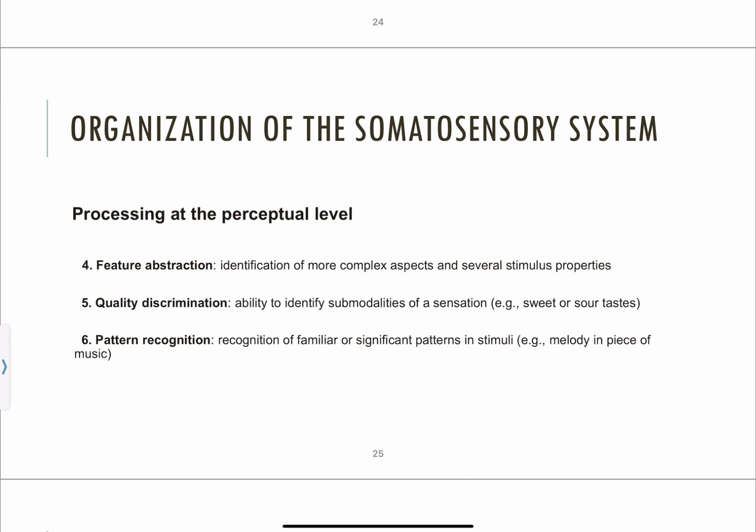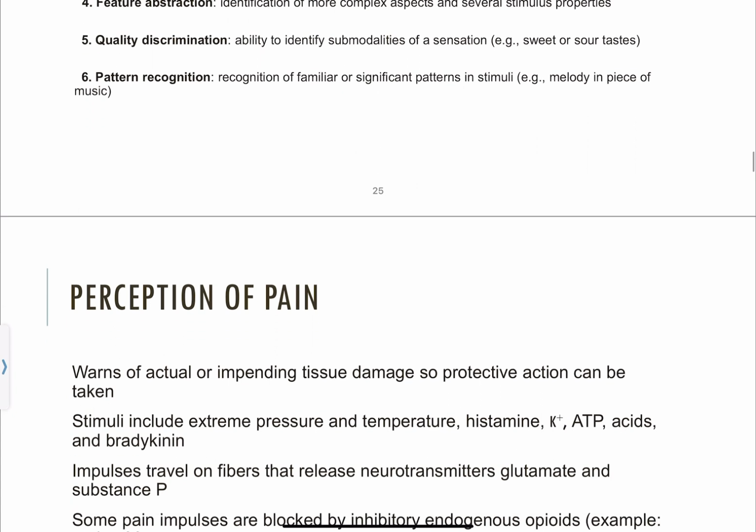The next one's quality discrimination, which is the ability to identify some modalities of sensation. Taste is a really good example, for us to distinguish between something tasting sweet or sour or salty or bitter or something like that. The last one is going to be pattern recognition, which is the recognition of familiar or significant patterns in stimuli. For example, a lot of us are able to recognize the melody in a piece of music and recognize that we have heard that before.